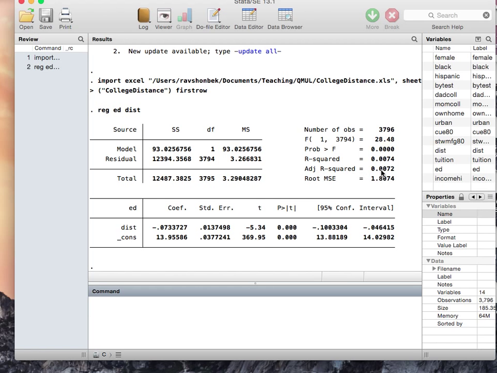So adjusted R squared tells us that around 0.7% of variation in Y, or in other words, variation in years of education, is explained by variation in distance. So a very tiny fraction of variation in the number of years of education is explained. That doesn't really mean that our coefficient of interest, which is the coefficient on the distance variable, is not significant. It could be, and it may not be, for different reasons. So this doesn't imply anything yet. It just implies whether the model as a whole has explanatory power on the education variable.